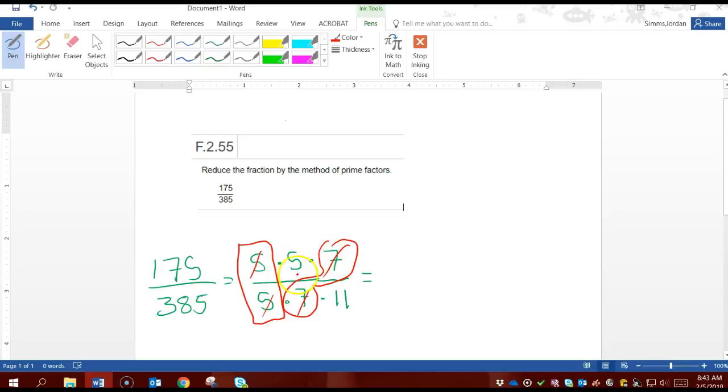So what do we have up top here? Well, we have a 5 left over. It's really like 5 times 1 times 1, right? But that doesn't matter. And downstairs, everything else is gone except for 11. And now we're in lowest terms. Okay? 5 over 11 is the lowest terms of 175 over 385.